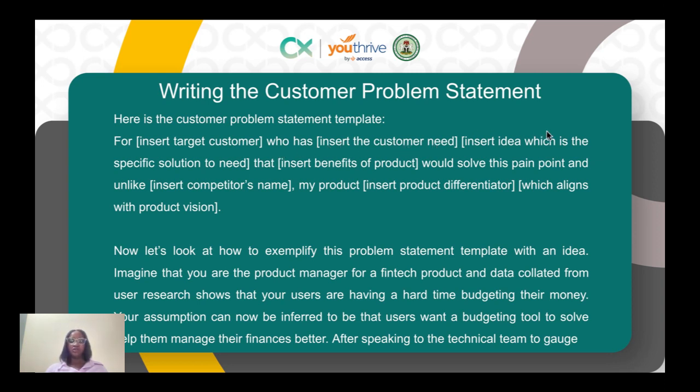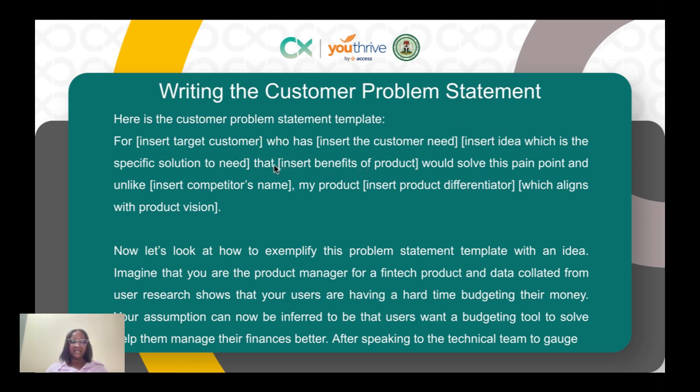Then what is the solution that you're having to this need? You insert the idea that is a specific solution. You don't have to insert your product name, but you can insert what your product does right here in this section. And then what is the benefit of your product?